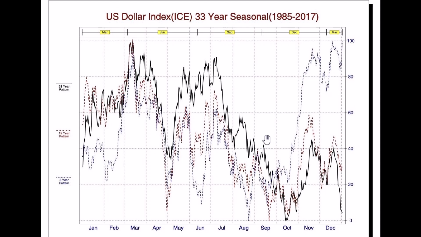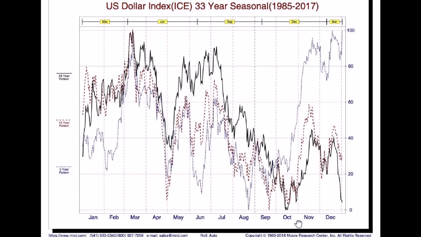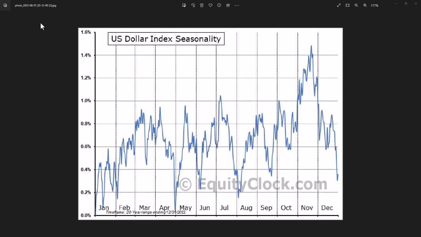And we'll compare this to another seasonal tendency chart. Of course, this is from Moore Research Center, which I did say they have one of the best seasonal tendency charts. But I'm going to compare it with Equity Clock in a moment. Looking at the other seasonal tendency chart from equityclock.com, we can see that in the month of September we have a dip in the first about 3 weeks of the month, and then a rally from there. Of course, another dip in October, then a rally till late November.